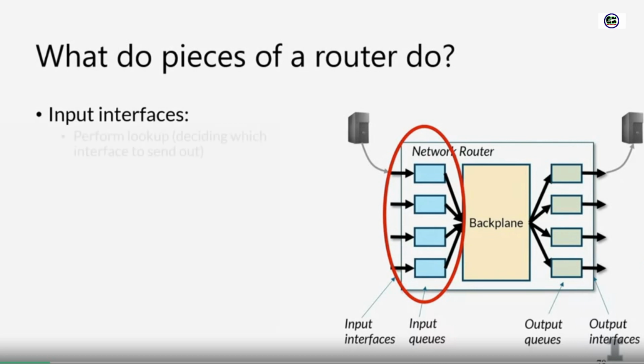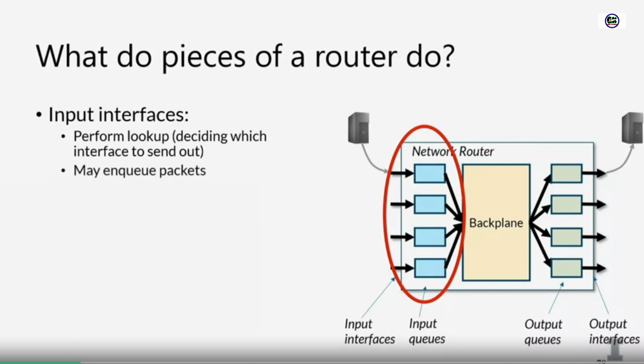So one thing they do is they perform lookup. They create the packet and figure out which outbound interface to send it out. Then they tag the packet with a little bit of control information which is used inside the router. That control information is then used to determine the output port and route it through the mesh inside the backplane. Input interfaces may optionally enqueue packets if they have queues, and they may optionally perform scheduling as well.